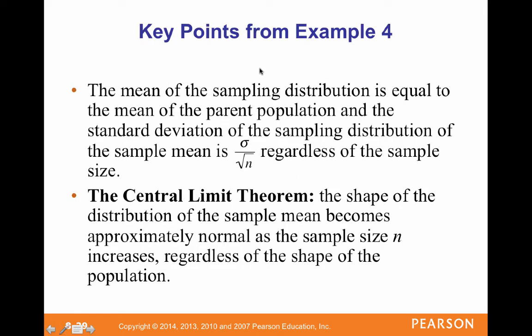So what they're saying here is the mean of the sampling distribution is equal to the mean of the parent population. This is the same thing we said before. But the central limit theorem, the key point of it, is that the shape of the distribution of the sample mean becomes approximately normal, more and more bell-shaped, as the sample size n increases, regardless of the shape of the population, whether it be bell-shaped, skewed right, skewed left, or some other shape. And the minimum sample size that assures the distribution of the sample means will be normal is 30. So if we sample over 30 from a non-normal population, we can be confident that the distribution of sample means is normal.